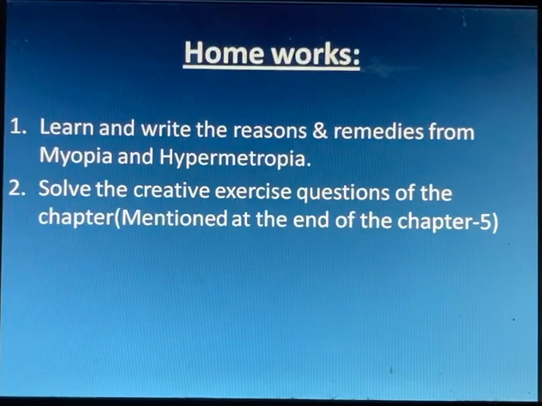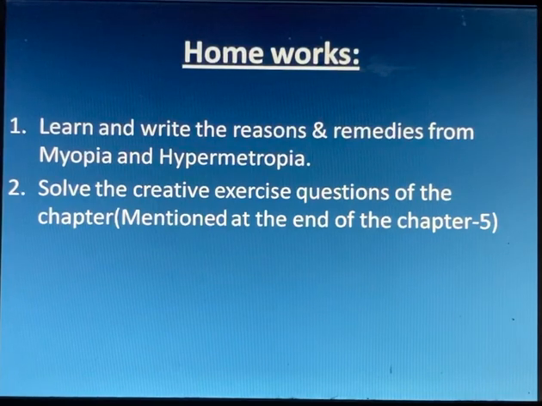Well, the homework is, of course, to solve the creative exercise questions at the end of the chapter on your own, okay?